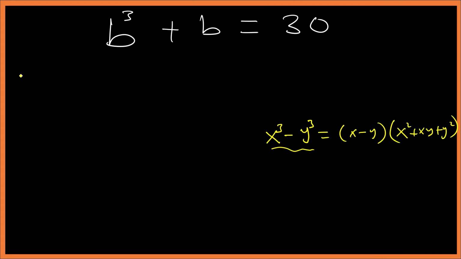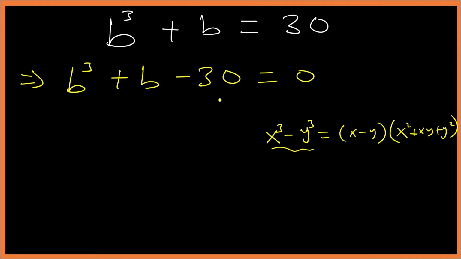Now we can write this one as b cube plus b minus 30 equal to 0. Now we know minus 30 can be written as minus 27 minus 3. Why are we taking minus 27 minus 3 and not minus 29 minus 1?